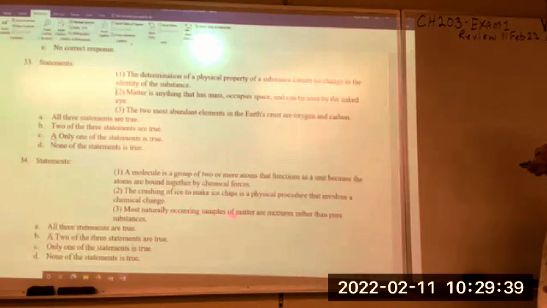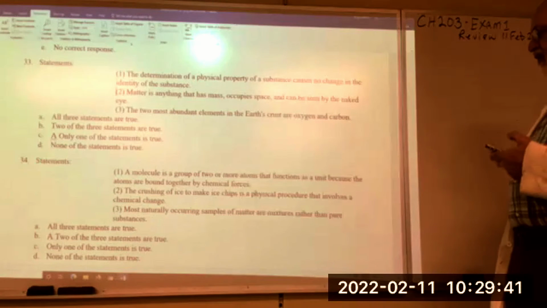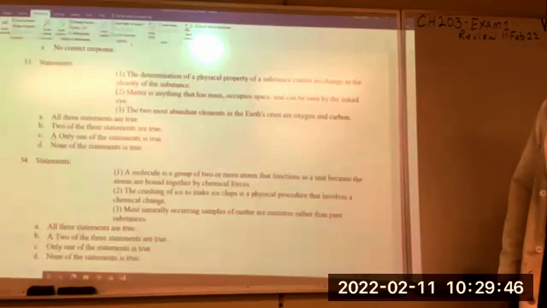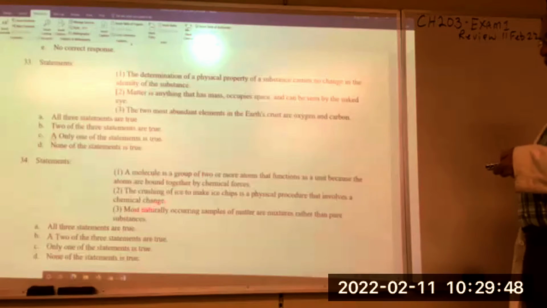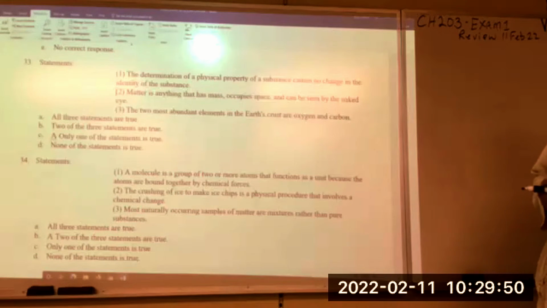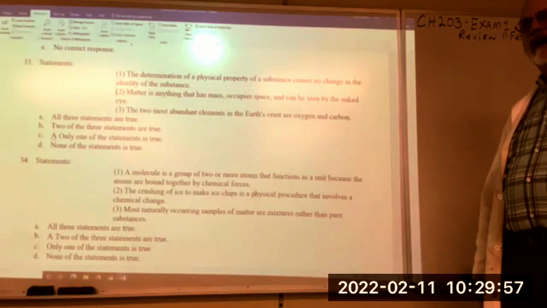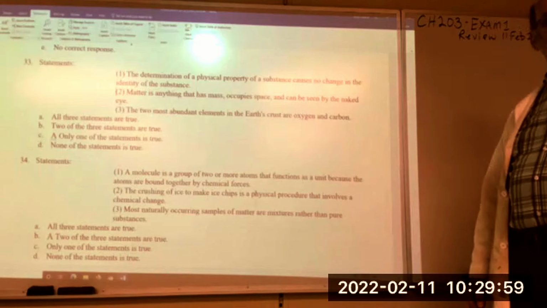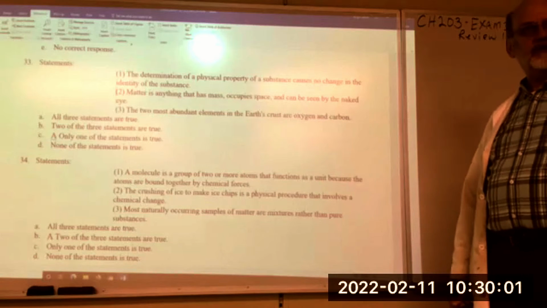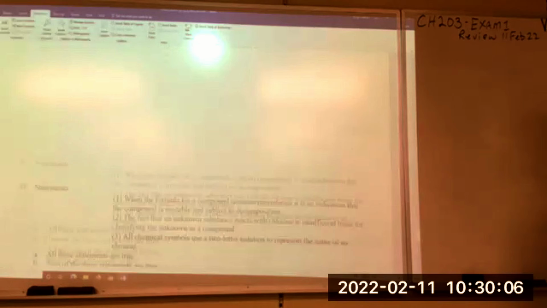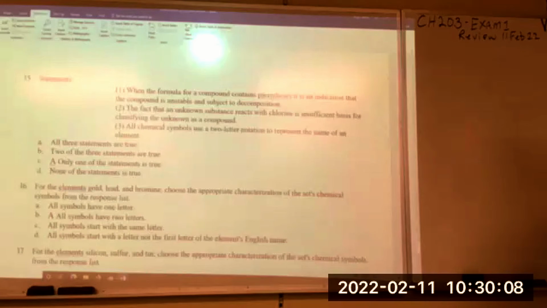Most naturally occurring samples of matter are mixtures rather than pure substances. Yeah, I'll go with that. So 1 and 3 are true. I mean, just ask any, well, maybe not a miner, but whoever has to process the ore, they know it's a mixture from past experience. My goodness, we got a bunch of these, don't we?